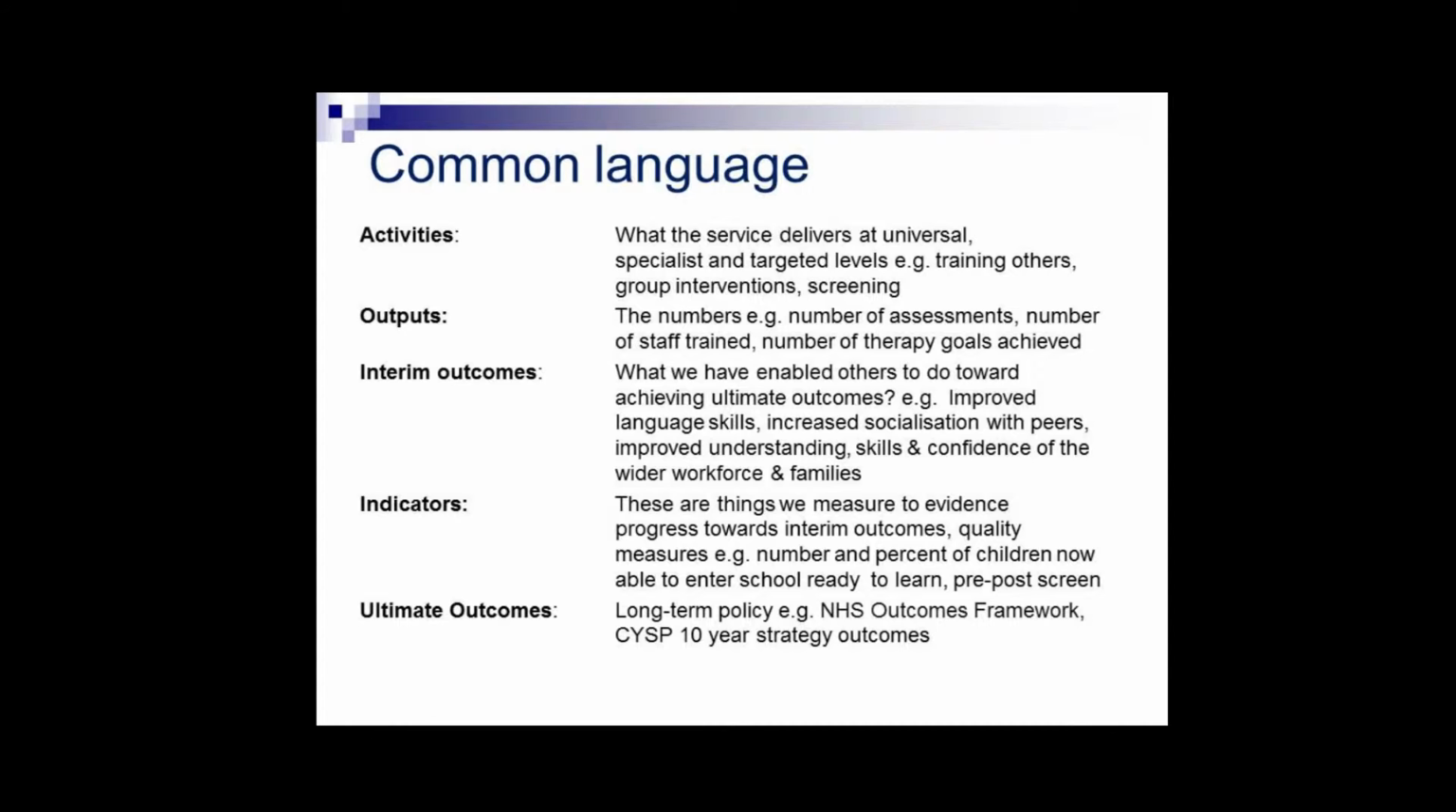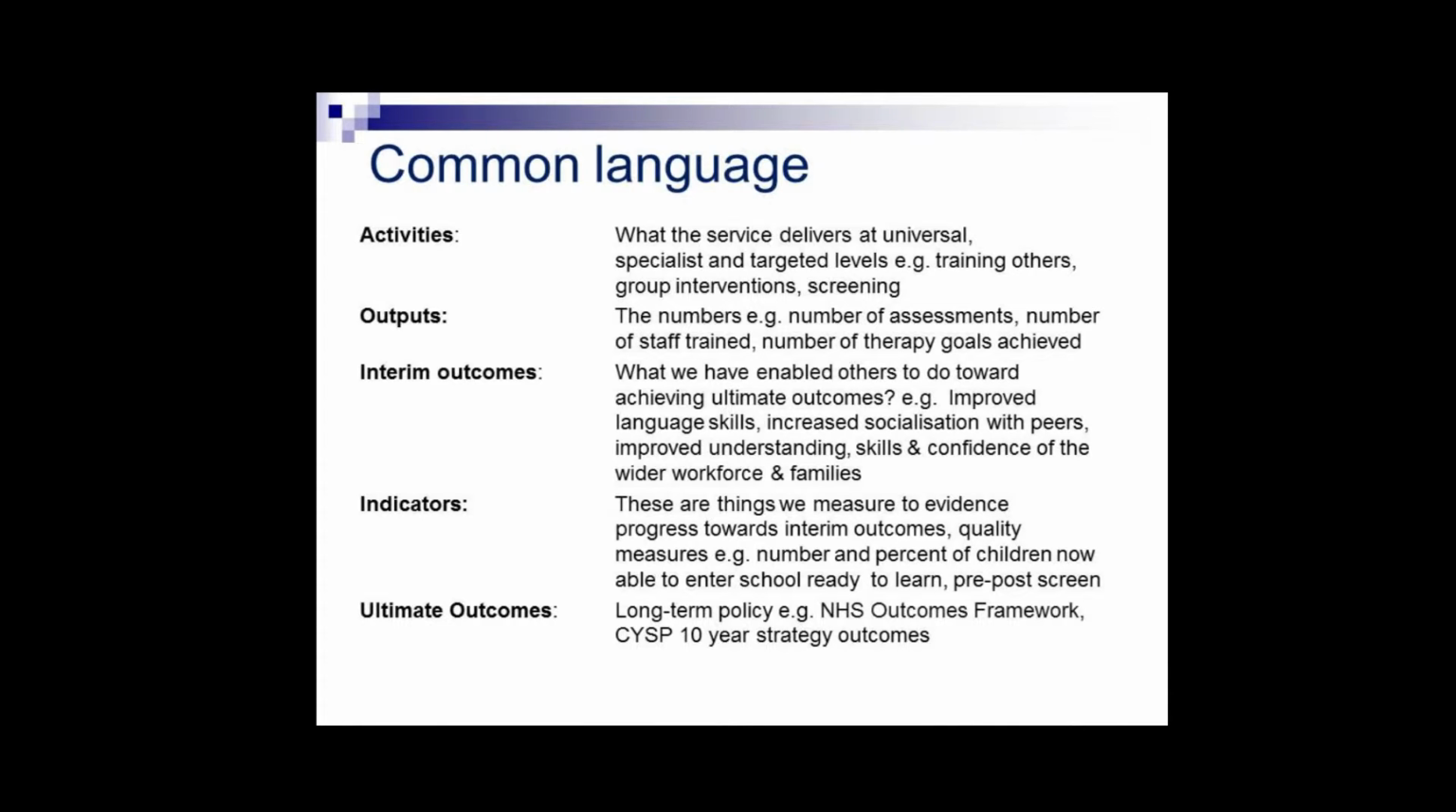Now, indicators, these are things that you would use to measure the evidence of progress towards those interim outcomes. These might be quality measures like the number and percentage of children who are now able to enter school ready to learn and pre and post screens. That's the evidence that describes that the theory of change isn't just a theory. It actually is a model of change that is working and is happening, but it might also help you identify where you don't have evidence and you don't have data that perhaps you should be looking for or should be collecting.